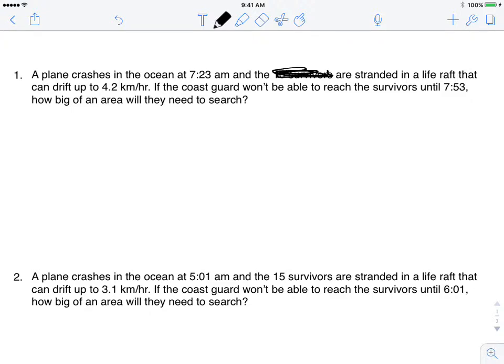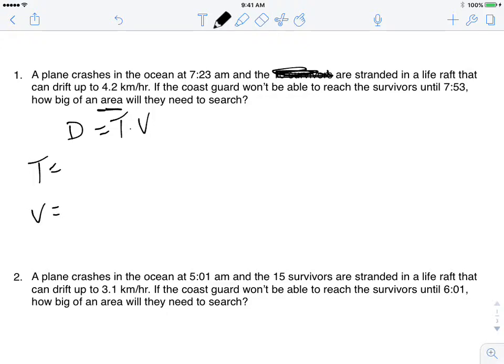Okay, so really, we're going to deal with this area thing in a minute, and I'll just give you a hint. In order to find the area, we're going to need to find the distance. So let's focus on distance first. So distance is time times velocity. So I need to find my time, and I need to find my velocity.